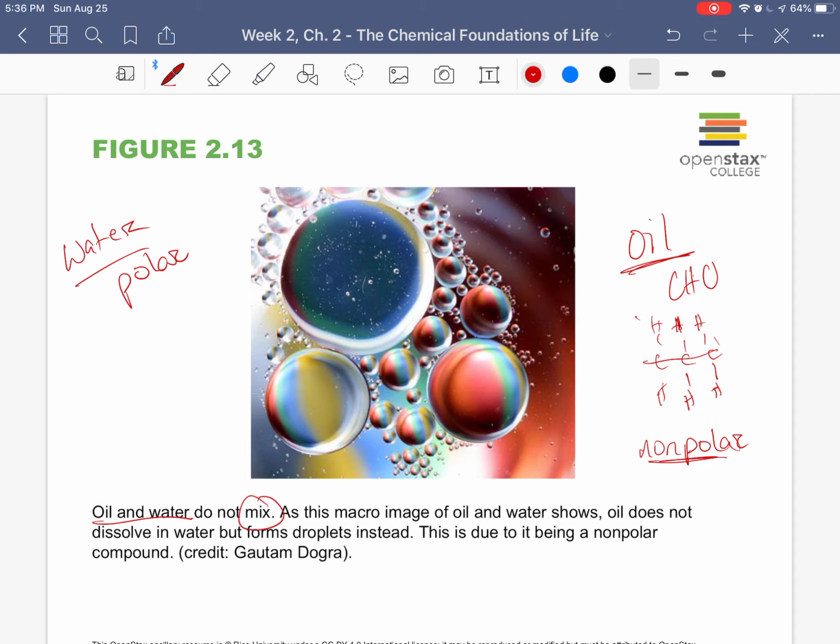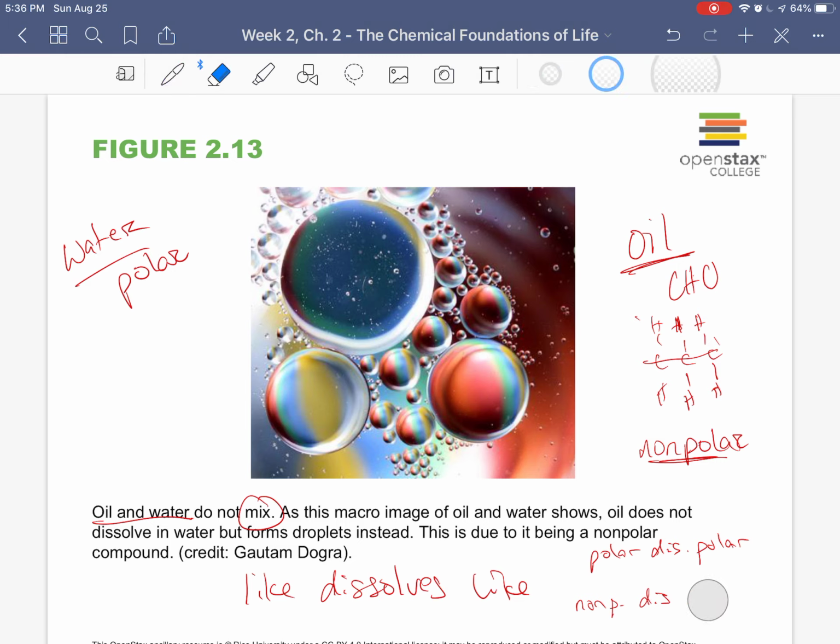When we talk about mixing things, like dissolves like. That's the same as saying polar dissolves polar, and nonpolar dissolves nonpolar. Ugh. Writing on an iPad is harder than you would think. Nonpolar, especially when you have bad handwriting in the first place.